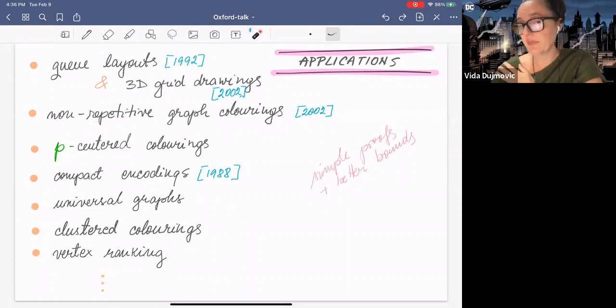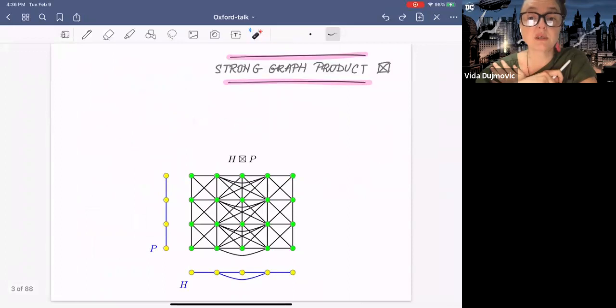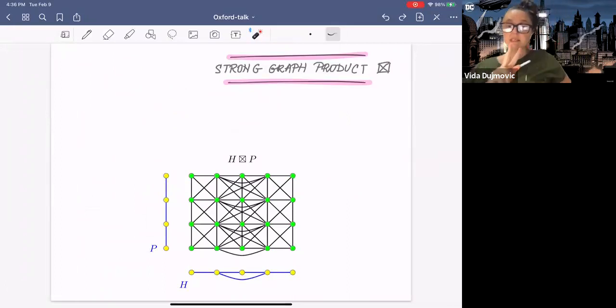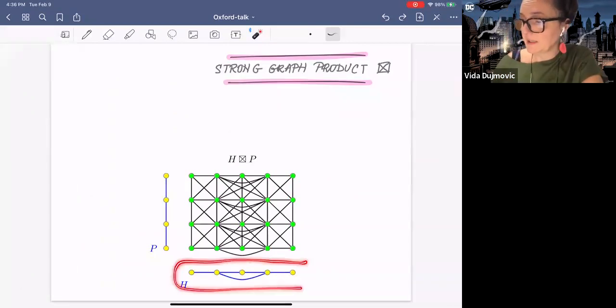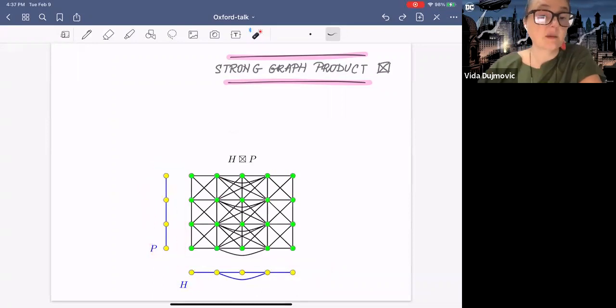Okay, so let me tell you what the theorem says and for what classes of graphs it is applicable. For that, I need to define a strong product of two graphs. So what's a strong product of two graphs? If you have a graph H, like this one here, and a graph P, in this case a path, for the strong product of these two graphs you take a Cartesian product of the vertices of the graphs. So every pair, one vertex from P and one vertex from H, results in a vertex in H times P.